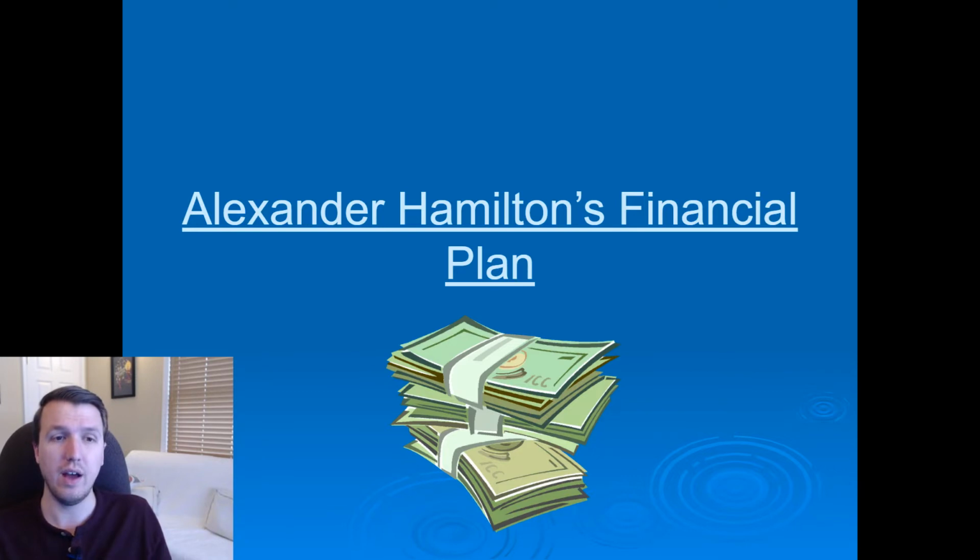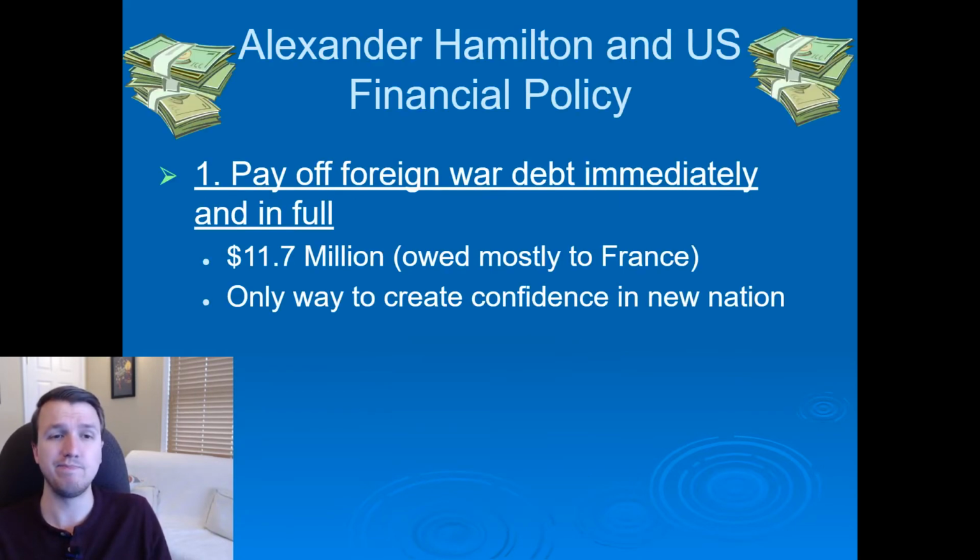There are 4 steps to this, and each one of these steps you can even see to this day as to why it's important. So step 1, pay off foreign war debt immediately and in full. After the Revolutionary War, they had accrued a large amount of debt. $12 million doesn't sound like much today, but with inflation back then, $12 million is a large amount of money. And they owed it all to France, and France is already having their own financial issues, and they're kind of threatening to be unhappy with America.